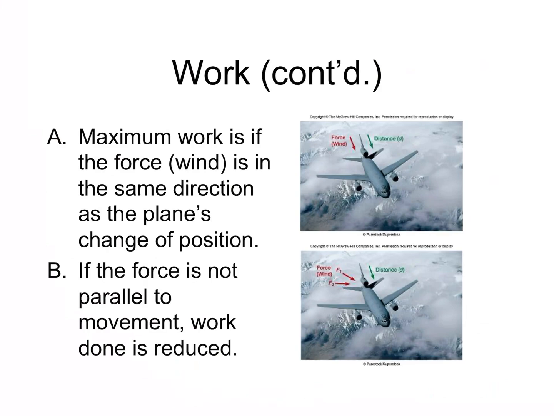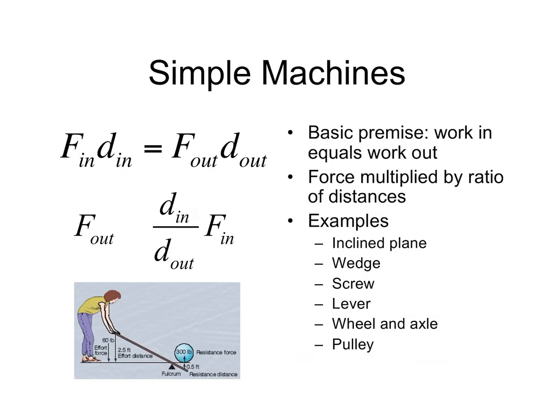So the maximum work, this is showing you like if the force of the wind and the distance is going the same way, then you're going to be flying through the air pretty fast. If you have some force that is kind of going at an angle, or it's even going perpendicular, you're going to have a lot of reduced amount of work. Okay, so parallel is key there.